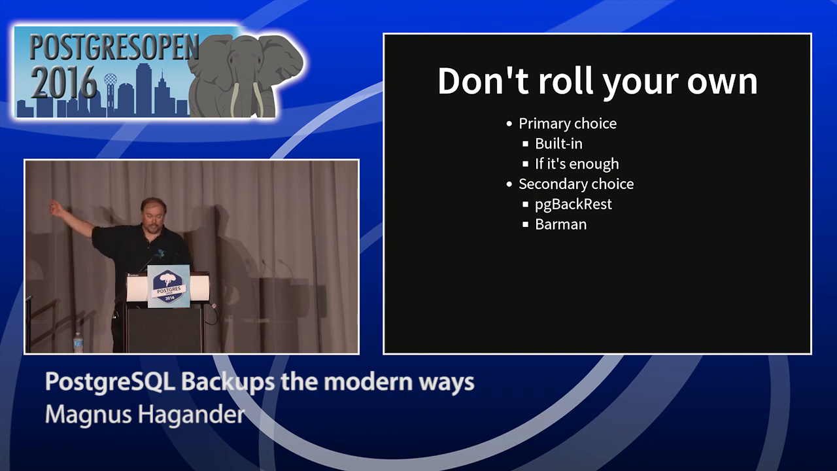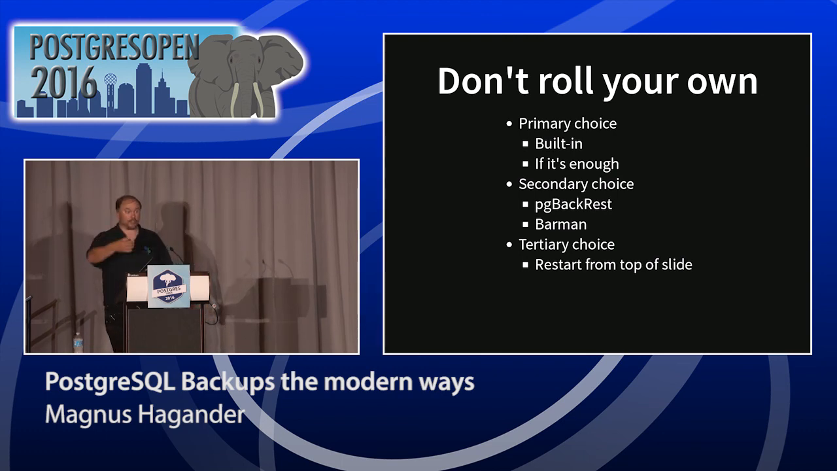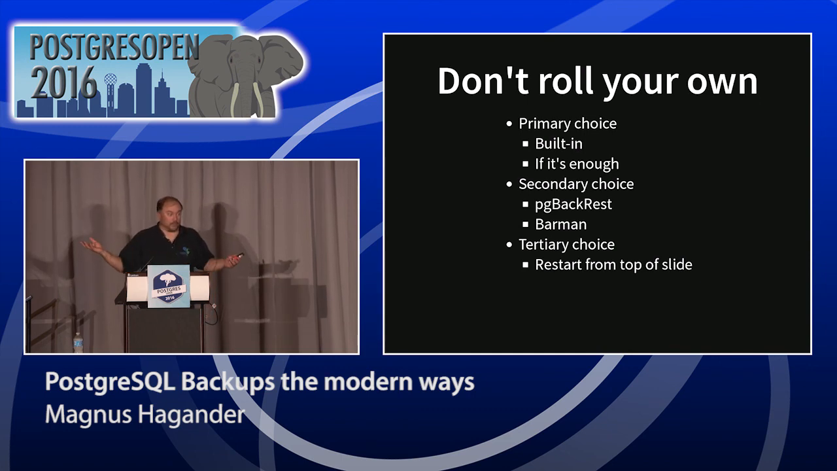And if your primary choice is not good enough, and the secondary choice is not good enough, then restart from the top of the slide and change your requirements. If you go, oh, I have this one requirement that none of these things fix for me. Well, number one, maybe you should go talk to the pgBackRest or Barman people and say, hey, here's an actual problem that I have. What can we do to fix that? This is an open source community. They will be happy to talk to you. They will be happy to take your submission if you know it well enough that you can write the patch for it. Or you'll find someone to help you build the code for it. But do that rather than trying to build your own.